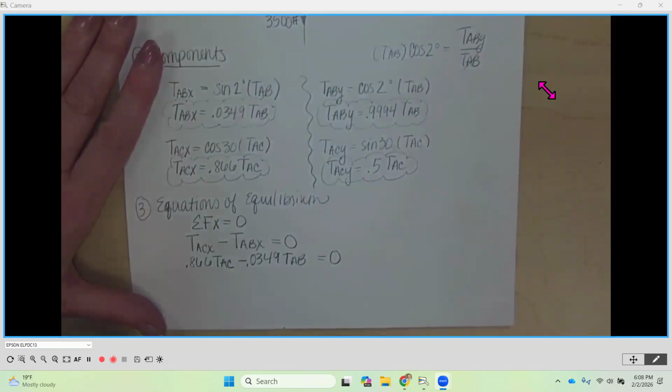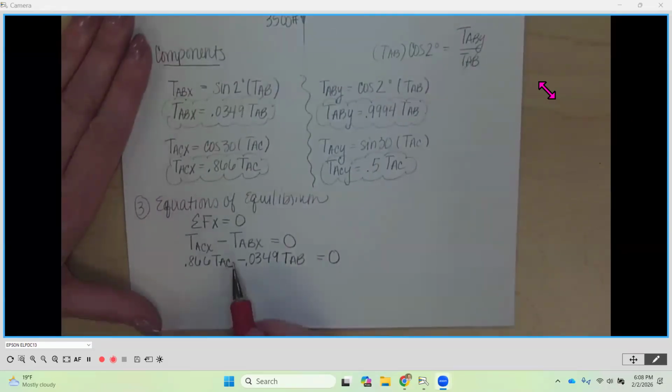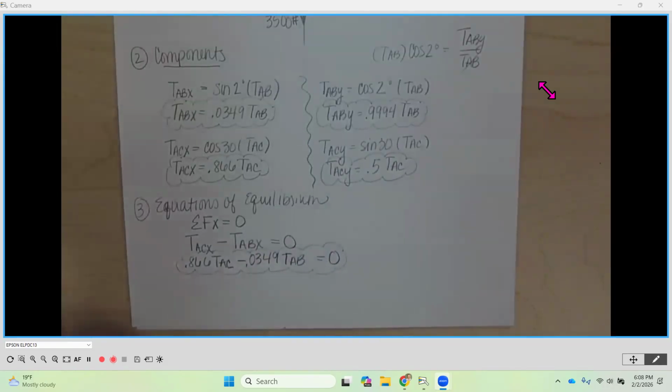Okay. Now what you're going to notice is that we have two unknowns here. Algebraically, we can't solve this. This is as far as we can go. So we're just going to leave it in this form for right now. And we're going to be like, oh, no worries. We've got another equation of equilibrium that we can use and we can see how we do there.